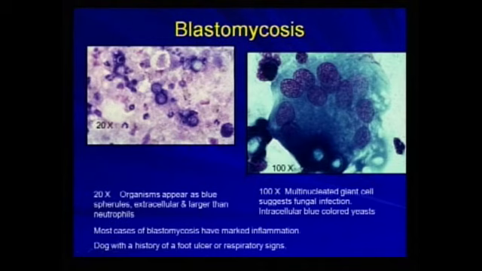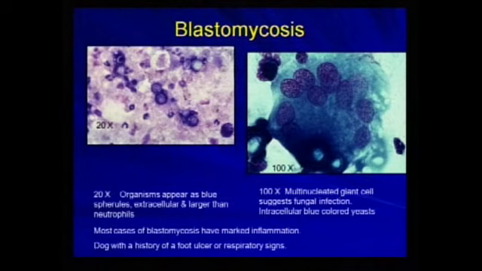Remember we thought about our list of organisms that were smaller or larger than an erythrocyte, or a neutrophil. These organisms, if you compare at 20x the size of these fungal yeasts, they are larger than a neutrophil. They are round, so we have to exclude histoplasma, and we have to include blastomycosis on our list.